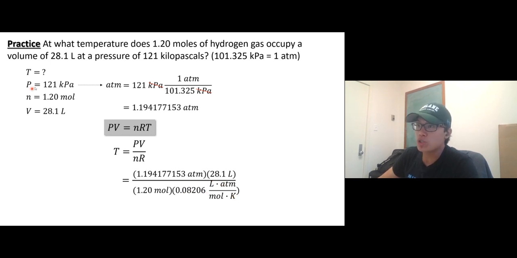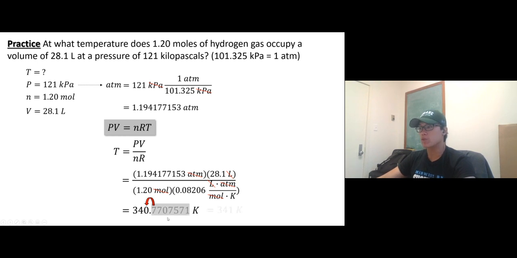This is what I'm saying. If you did not convert kilopascal to atm, the pressure right here would have the unit of kilopascal. Kilopascal won't be able to cancel with atm. You're going to be stuck with both atm and kilopascal, and you can't do anything with it. So convert to atm so you can cancel out atm, liter and liter. Oh, no, hold on. Mole and mole cancel out too. I forgot to say that. Per Kelvin, flip to the top, you get Kelvin. Do the math, you get that number. How many sig figs? 3 sig figs. Round them up: 341 Kelvin.